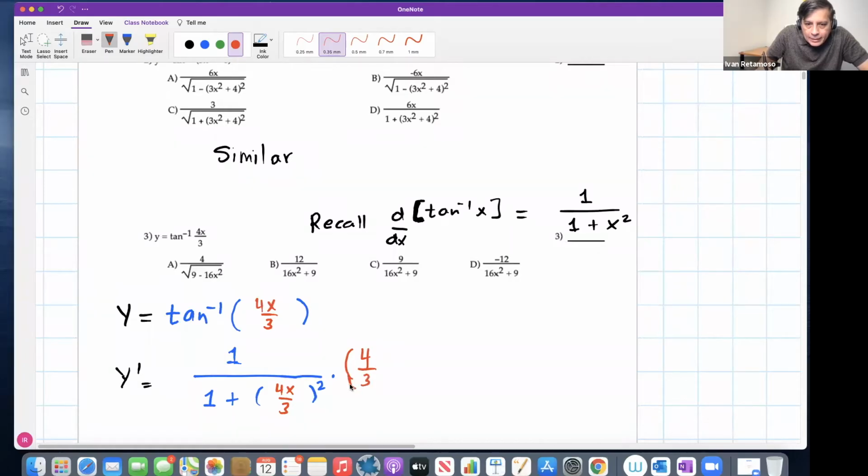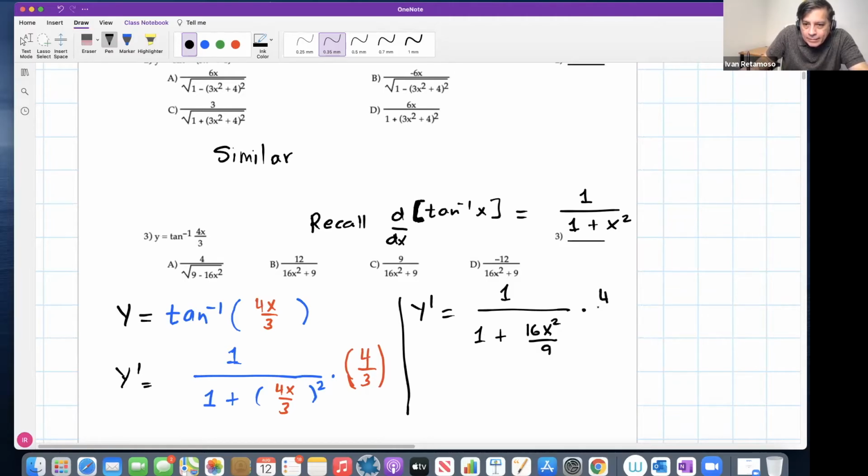what is next? Well, the next is just to do some algebra here and simplify. So simplifying this, we're going to get the following. y prime equals 1 over, let's do it carefully, 1 plus 4x squared: 4 squared is 16, so 16 x squared, and 3 squared is 9, so 9 in the bottom, times this guy, 4/3. Let's write there 4/3.